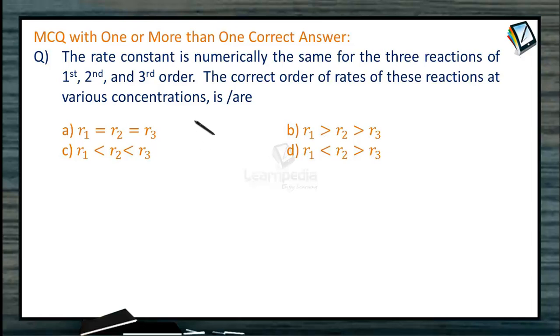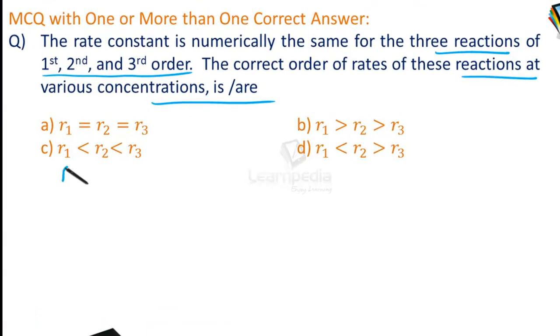It is given here that the rate constant is numerically the same for the three reactions of first, second and third order, and we need the correct order of rates of these reactions at various concentrations. Now if we take this reaction, A giving rise to product, and consider it as a first order reaction, then what will be the rate equation?